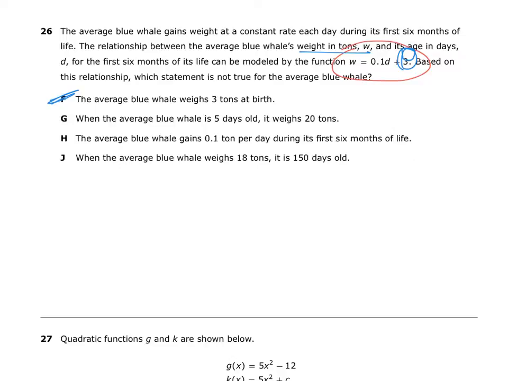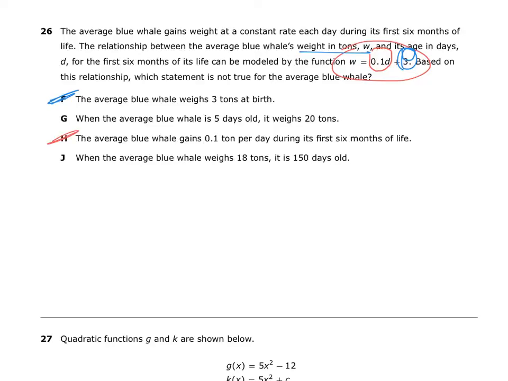When the average blue whale is 5 days old, it weighs 20 tons. Well, that's where the graph is going to come in handy, because I'm going to trace a 5 for 5 days. When I trace a 5, I get 3.5. So G is probably our wrong answer. The H that says it gains 0.1 ton per day during the first 6 months, okay, that's where the slope is, what the slope is telling us, how much it gains per day. So that one was true.